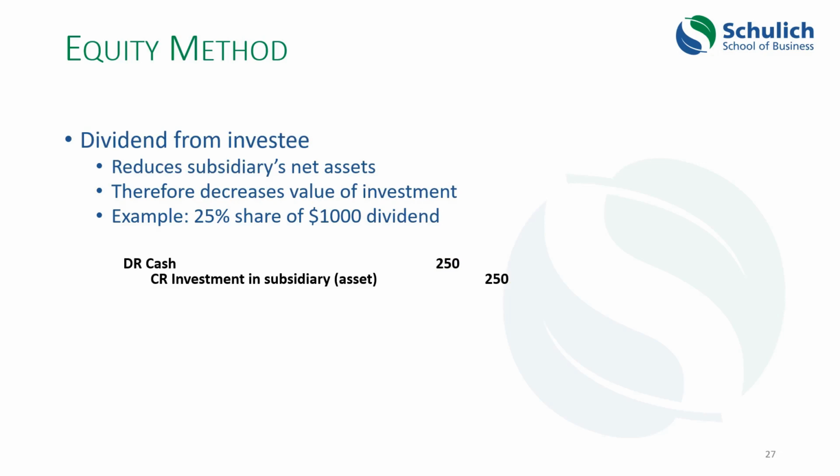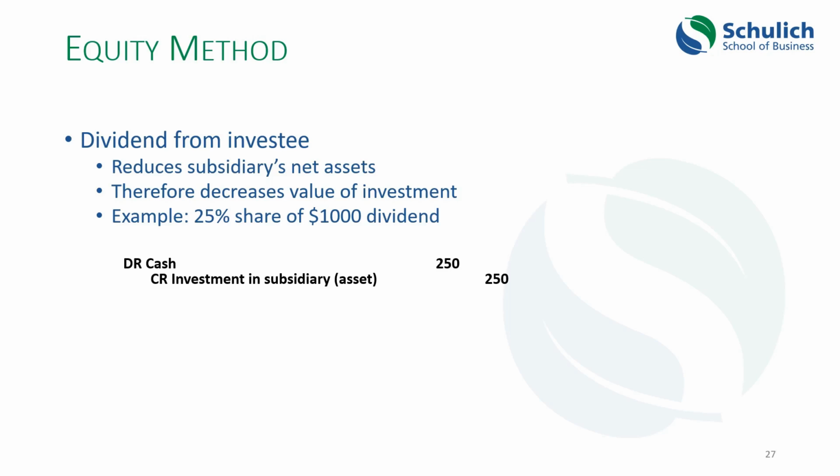If the investee company, the company in which the company has purchased shares, declares a dividend, what happens? Well, what happens is that that subsidiary company, that investee company, is actually having its net assets go down because it has parted with its retained earnings, right? Its cash goes down and its retained earnings goes down when it declares a cash dividend.